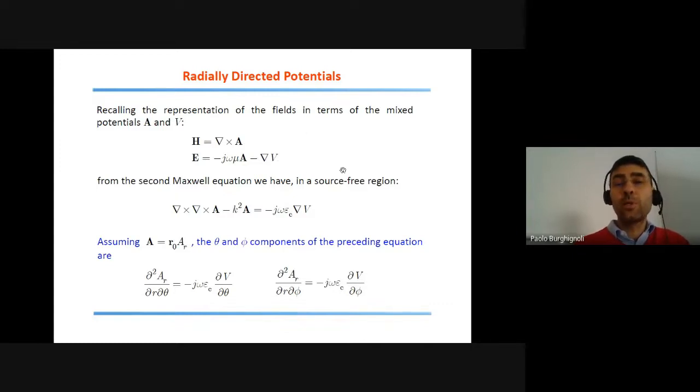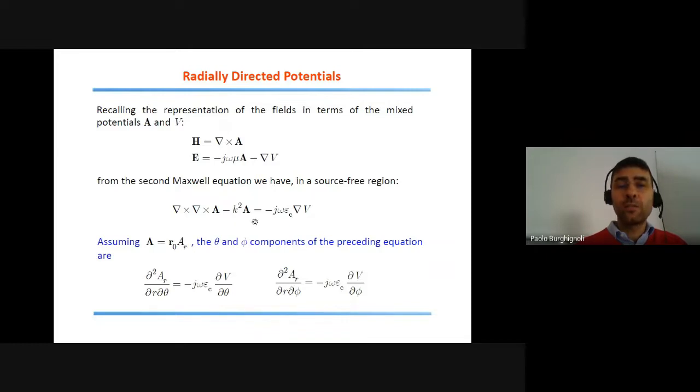If you employ the second Maxwell equation, you would find that in a source-free region, the double curl of A minus k squared of A is equal to minus j omega epsilon sub c times the gradient of the scalar potential V. Now, let us examine this equation, which is a second-order equation in the two potentials, A and V, in particular, by assuming that the vector potential is radially directed. So it has the single non-zero component A sub r.